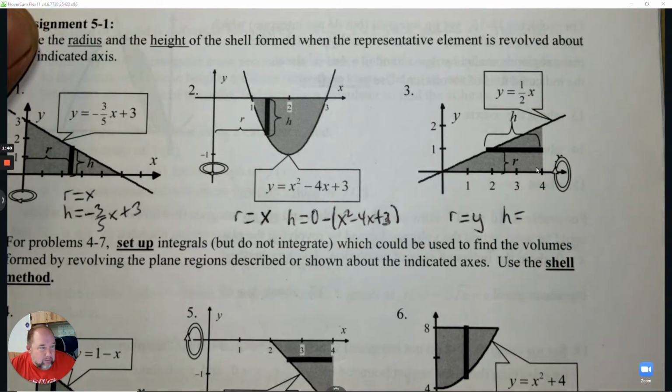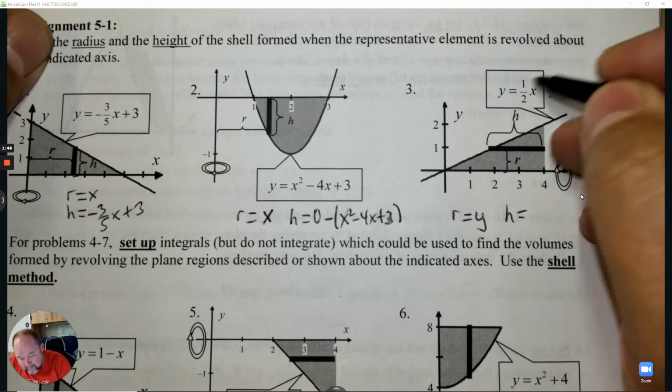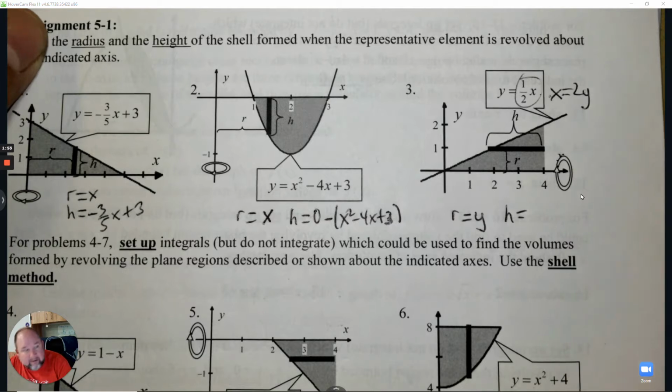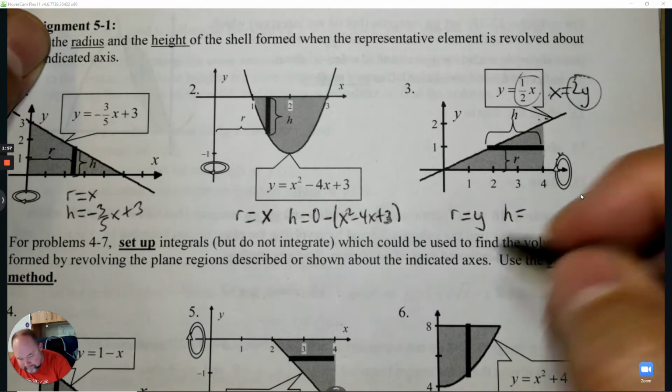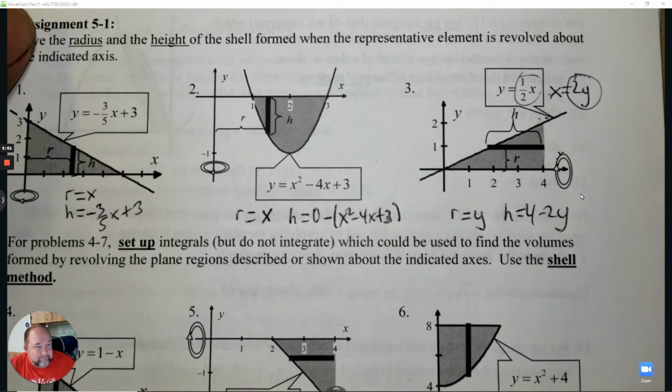And then the height would be right subtract left. So that would be 4 subtract what this is. Oh, and this needs to be written differently. So multiply by 2 both sides. So x is equal to 2y. So we need this value. So it's the right subtract the left. Done.